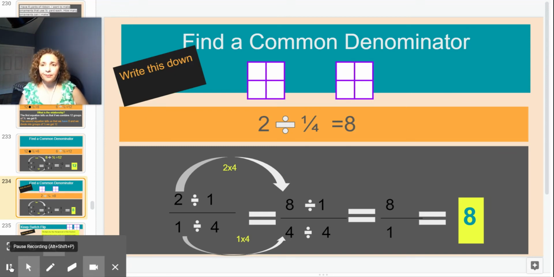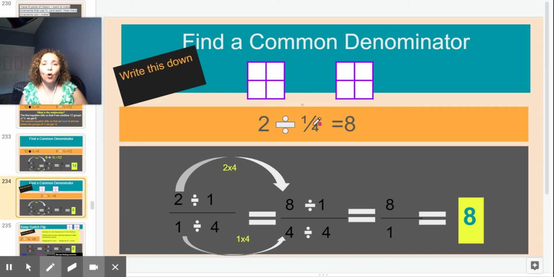Okay, let's look at another one. Write this one down. So write down 2 divided by 1/4 is equal to 8, and let's see why. Then make 2 squares, divide them into 4ths, right? Because I have 2 things, 2 squares, 2 candy bars, 2 whatever, 2 pizzas, whatever you like. You have 2 things and you're dividing them into 4ths. So that one's in 4ths, that one's in 4ths. How many 4ths am I going to have? 1, 2, 3, 4, 5, 6, 7, 8. Gives me 8.